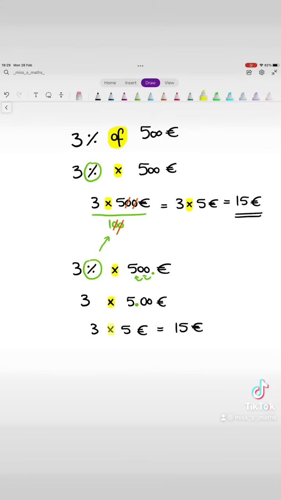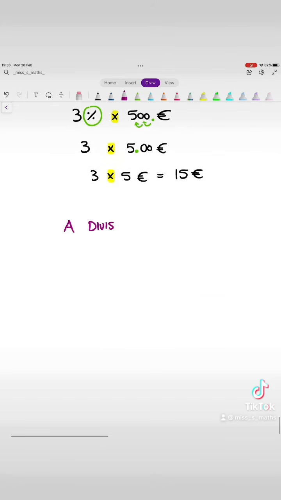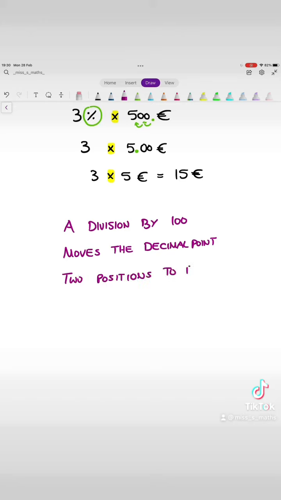A division by 100 moves a decimal point 2 positions to the left. So instead of writing down 3% times 500, I can say that's the same as 3 times 5, because if I use my percentage symbol on the 500, I'm actually dividing 500 by 100, which is just 5.